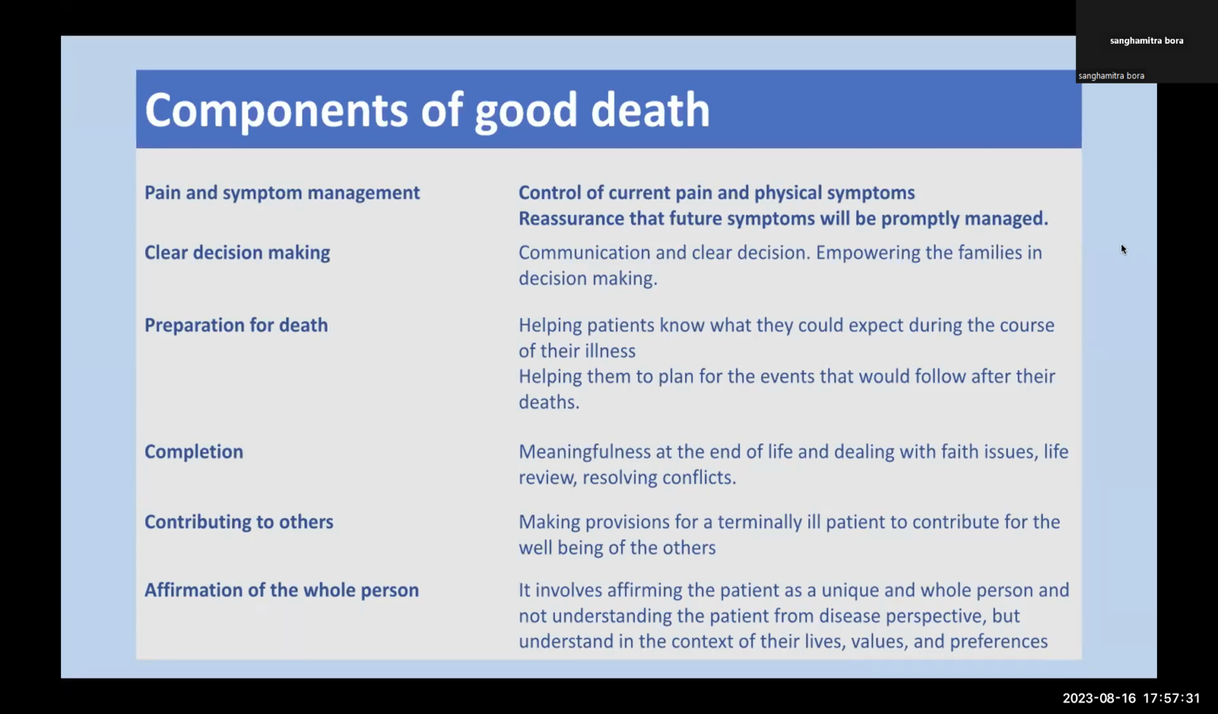And then affirmation of the whole person, as it involves the patient as a unique and whole person, and not understanding the patient from only the disease perspective. Okay, so these are the components of a good death.